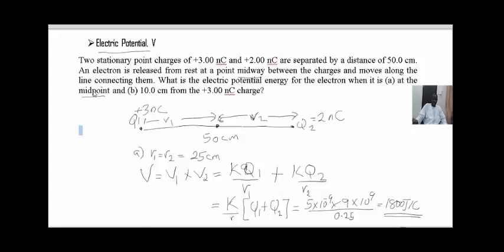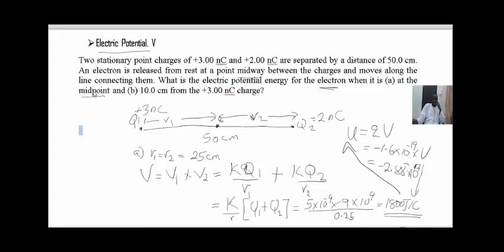To evaluate the potential energy, we use the relation that the potential energy is charge times V. Our charge is the electron, so we put minus 1.6 times 10 to the power minus 19 times our V. If you evaluate it correctly, you get a potential energy of minus 2.88 times 10 to the power minus 17 joules. Okay, this is part A.